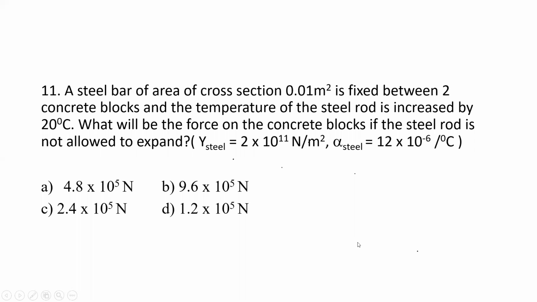Next, a steel bar of area of cross section 0.01 meters square is fixed between two concrete blocks, and the temperature of the steel rod is increased by 20 degrees Celsius. What will be the force on the concrete blocks if the steel rod is not allowed to expand? So we need to calculate the force here.